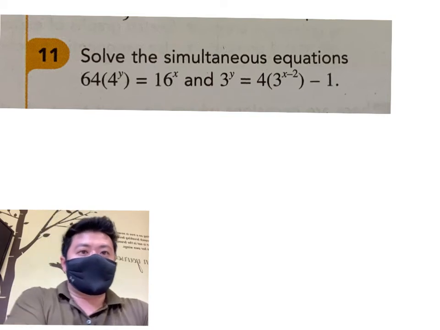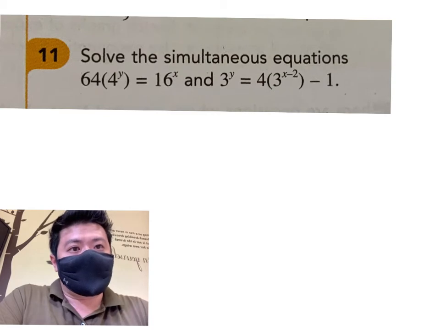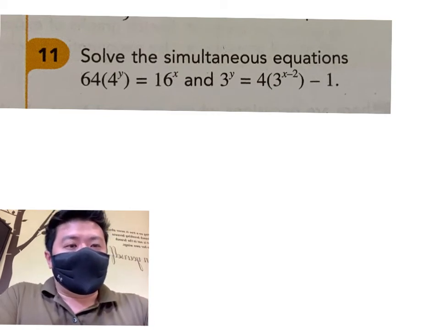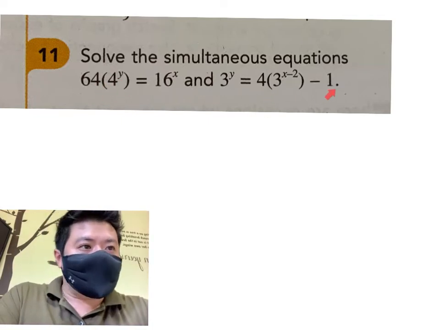Okay, for this question, this is from the topic 3 practice set 1. Okay, so we need to solve the simultaneous equation. So basically what we would want to do is you can see that here, this is related by multiplication. And also here, there's a subtraction now.